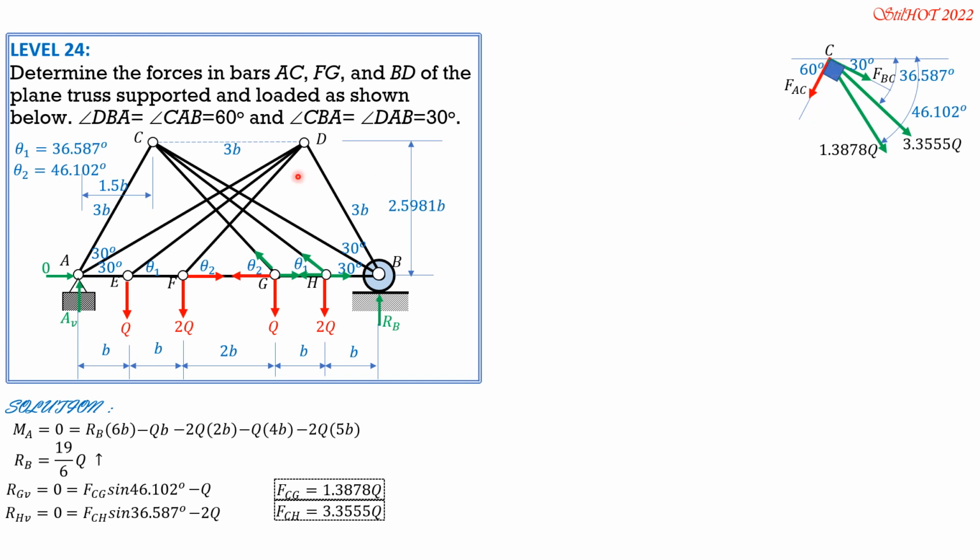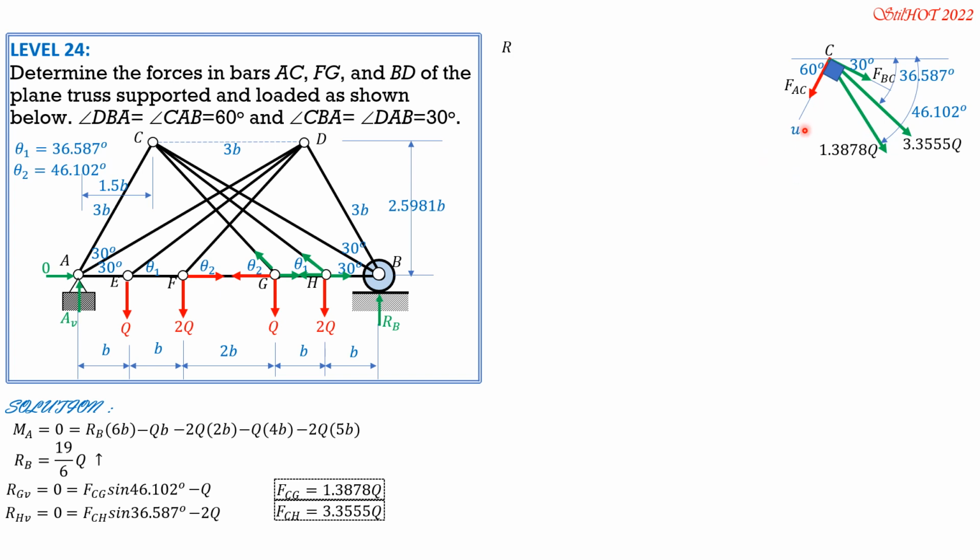Remember that FAC and FBC are perpendicular to each other, and the angle that 3.355Q, CH, makes with the horizontal is 36.587, theta 1. The angle that 1.3878Q, which is FCG, makes with horizontal is 46.102. But the angle they make with BC is, this one is 36.587 minus 30, so 6.587. The angle that 1.3878Q makes with BC is 46.102 degrees minus 30, so 16.102.